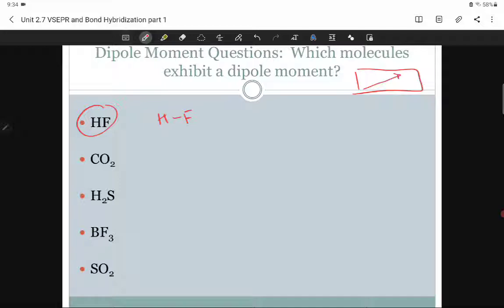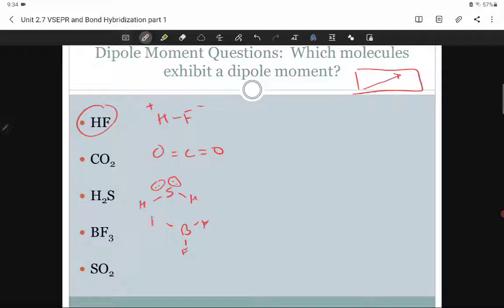Those atoms become more electronegative. So fluorine is going to attract electrons more. Hydrogens are going to attract electrons less. So that has a dipole moment. Carbon dioxide, we've already done this one. This is a symmetrical molecule, no dipole moment. This is a bent molecule. Bent molecules have a dipole moment. They have an asymmetry to them.